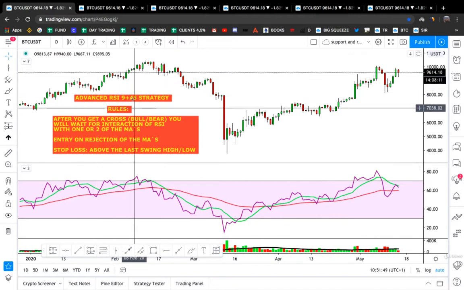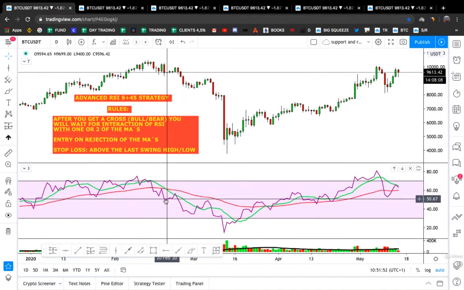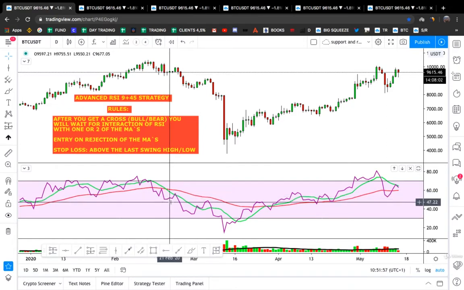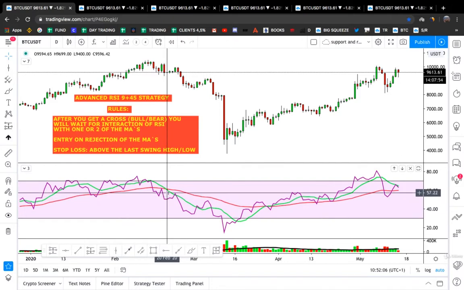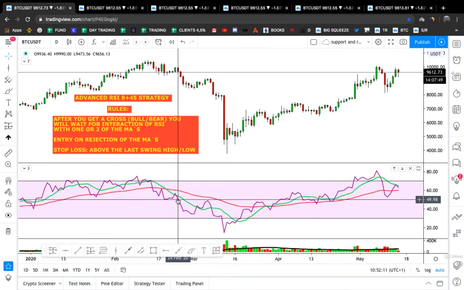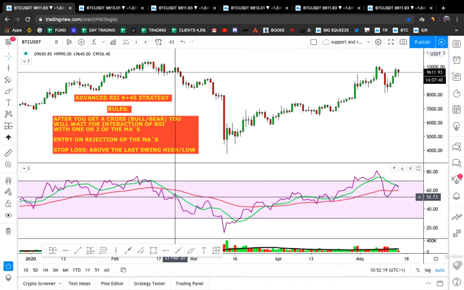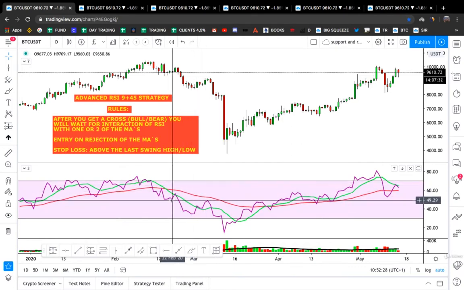This is why I'm calling it a little bit advanced, because after you get the cross you are not going to enter right away. You are going to wait for interaction of the RSI with one or both of the moving averages, right? So now you are not entering on the cross, you are waiting for an interaction of the RSI, and after you get the interaction you are waiting for a rejection, and then on the rejection basically you are entering. What does a rejection mean? It means after you got the interaction of the RSI with one of the moving averages, you are waiting for the RSI to curve down if it's for a short, or up if it's for longs, you see.